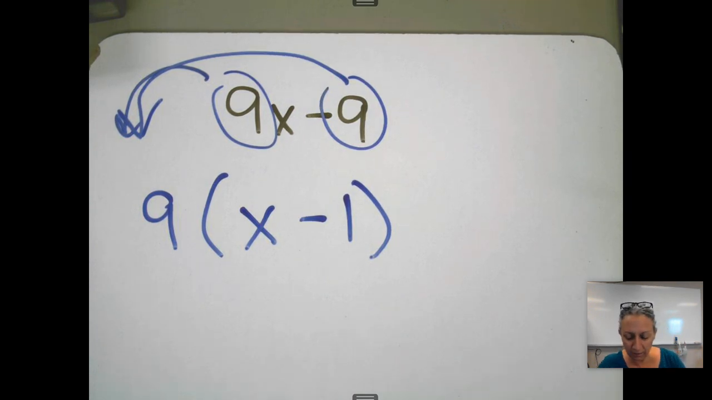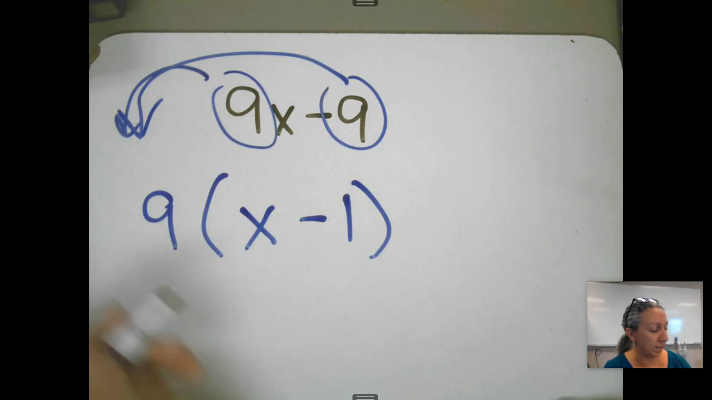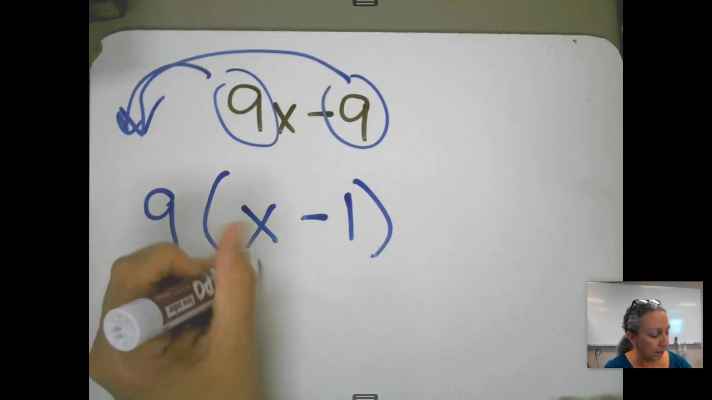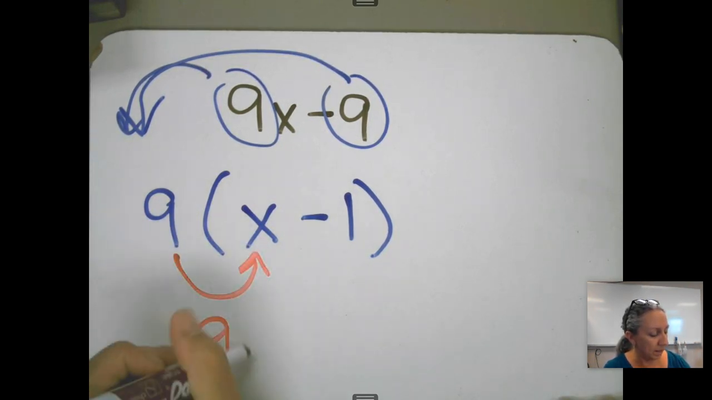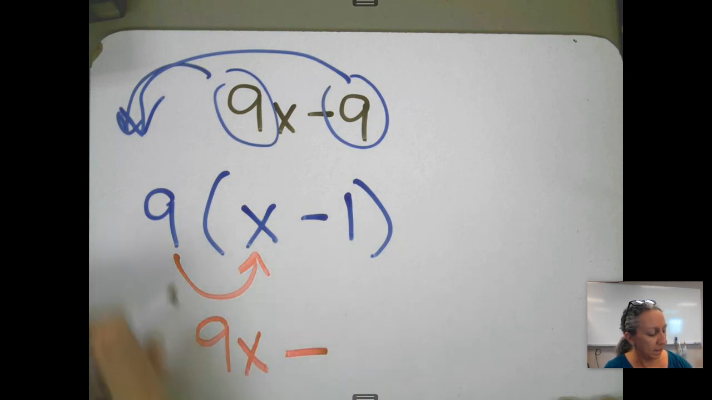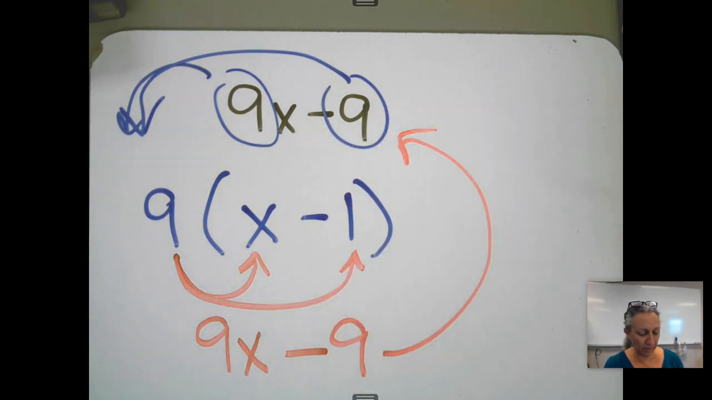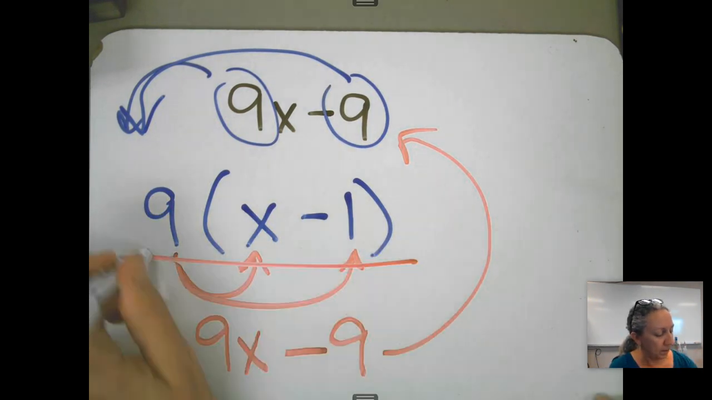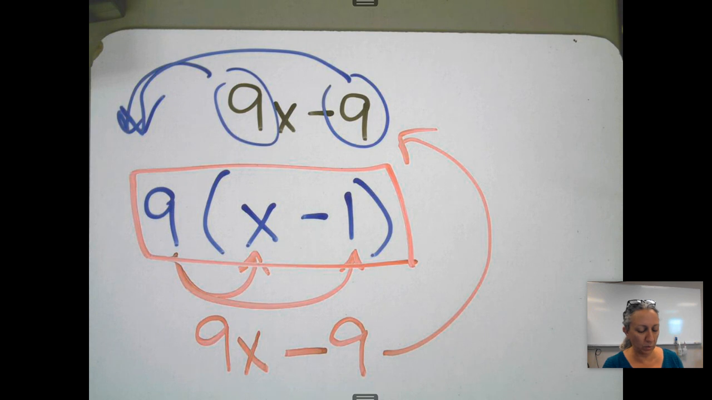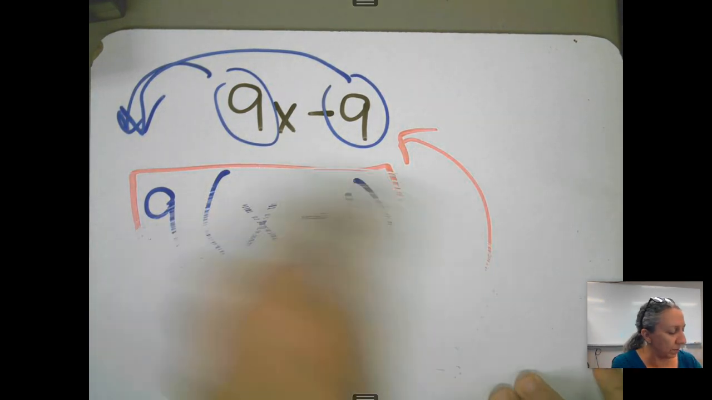And you can actually verify this. Let me show you how to verify it. Do the distributive property like I did on the other problem. So 9 times x is 9x. Bring down the minus sign. 9 times 1 is 9. It worked. It gave me the exact same place I started. So you can see how these are kind of opposite procedures. So the answer to this one is 9 times x minus 1. Okay, there's one more.